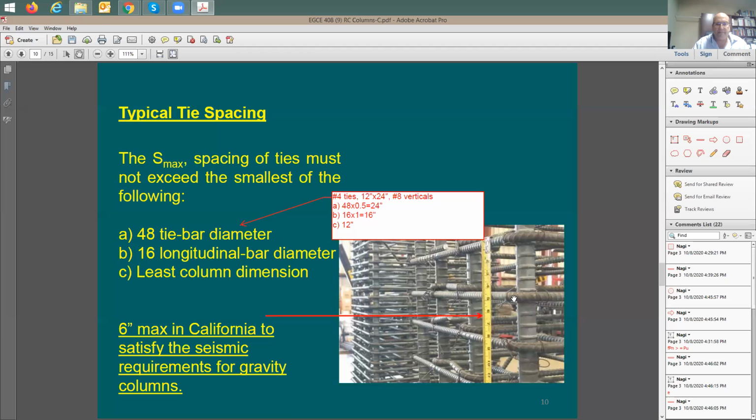Okay, good. Now, which number should I pick? I have 24 inches, 16 inches, 12 inches, and in California it says here 6 inches. So what's going to be the maximum spacing? Should I go to 24 inches? If I go to 24 inches and look at this, it says 6 inches max. So you cannot really use 24 inches, you cannot use 16, you cannot use 12 in California. You need to use 6 inches. So as long as you work in California, you're going to have a maximum of 6 inches.